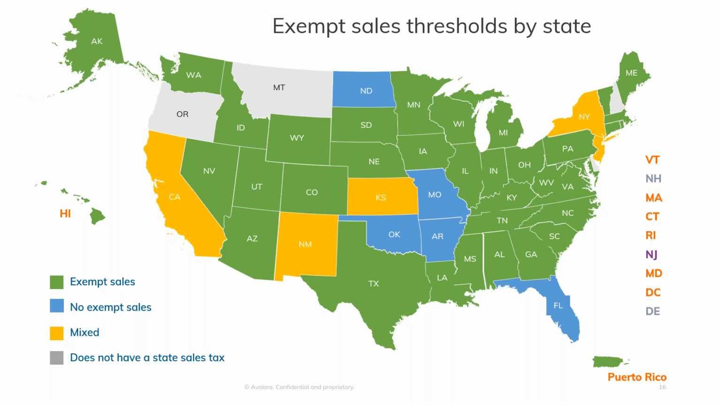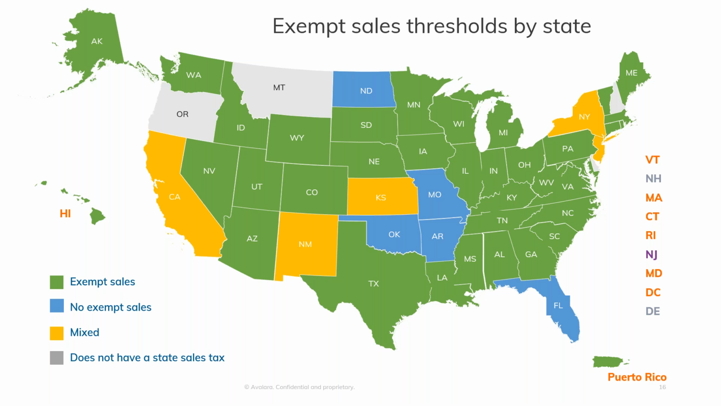So if you're someone that was just recently saying, well, Parker, we don't have an obligation because we're mainly exempt sales, this should show you that you might want to take a second look, or do some additional research, or have Avalara help you do that research.